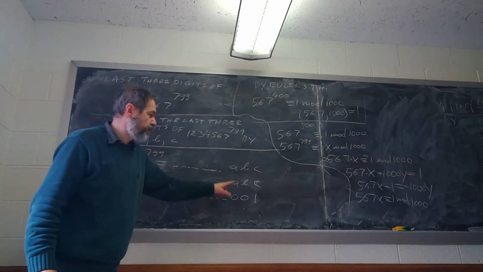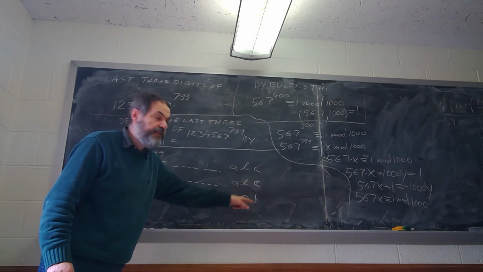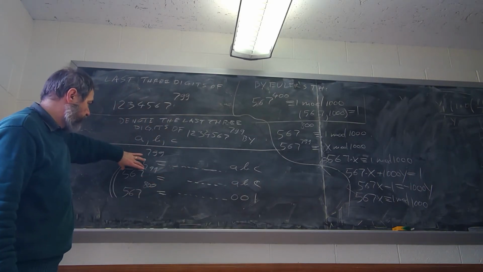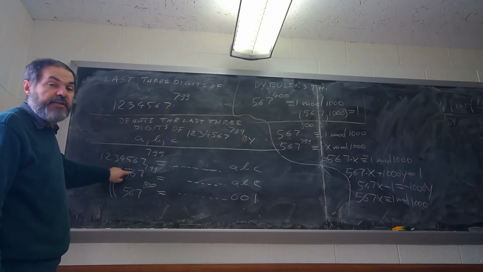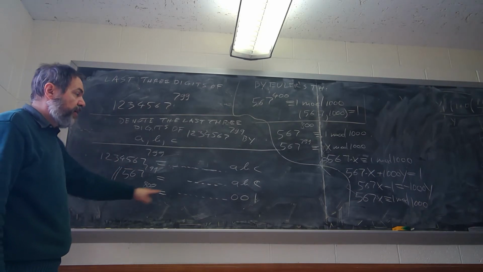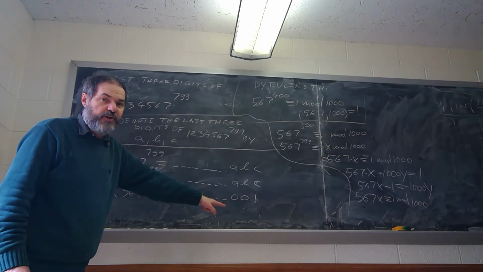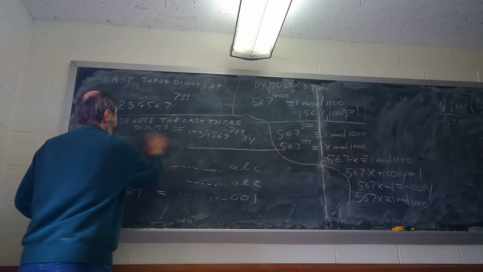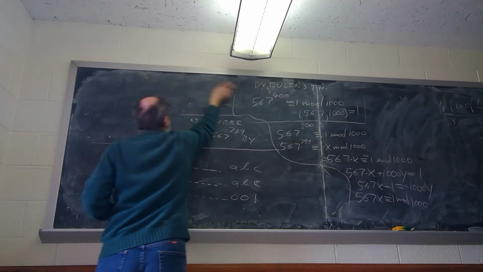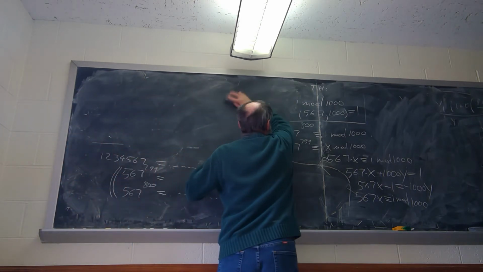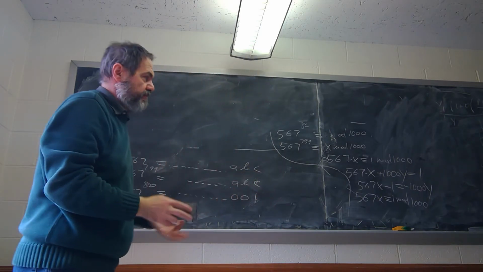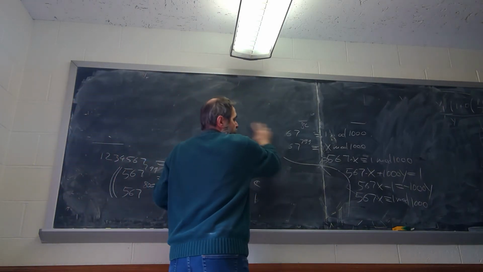I need to find the digits A, B, and C such that when I take this number and multiply by 567, I get a number whose last 3 digits are 001. So this translates to the following problem for us: just a simple multiplication with unknown numbers. So that's elegant.